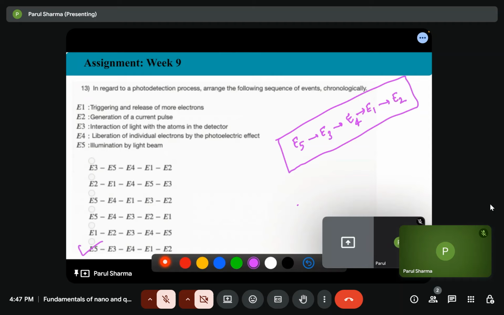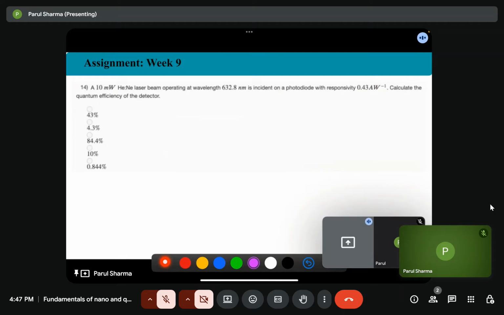The last question is: a 10 milliwatt helium-neon laser operating at a wavelength of 632.8 nanometers is incident on a photodiode with a responsivity of 0.43, and we want to calculate the efficiency of the detector.